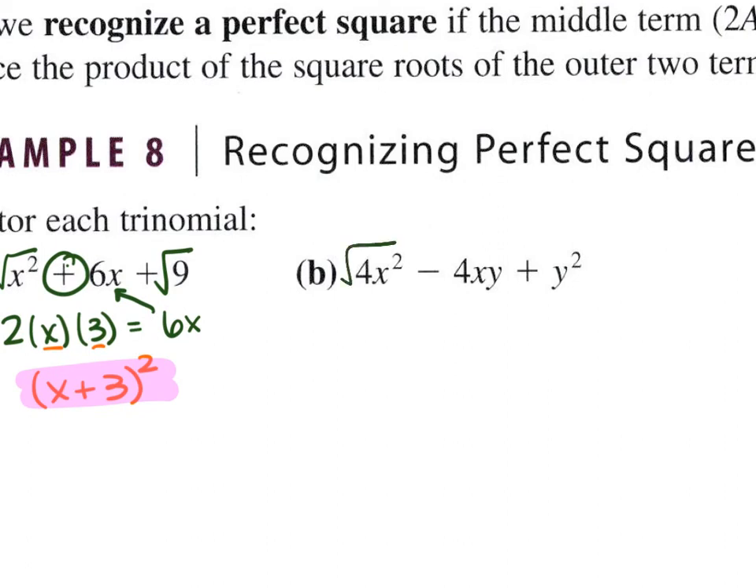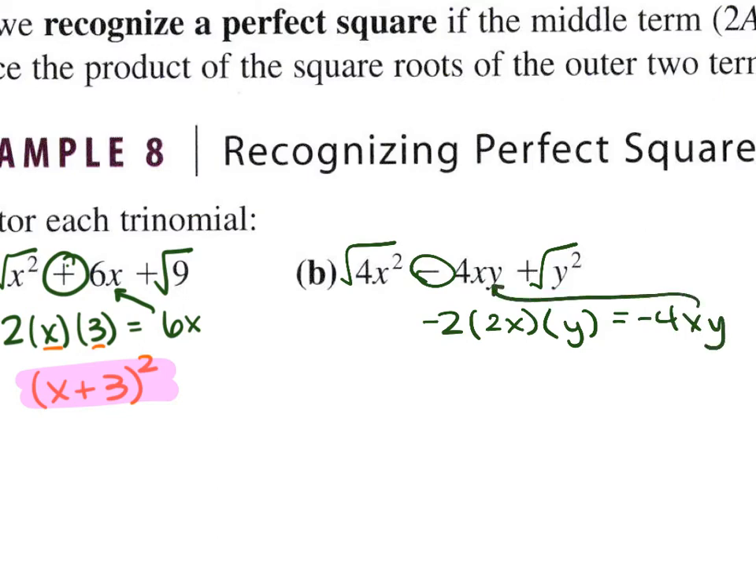For b, we're going to take the square root of the 4x squared, we're going to take the square root of the y squared, we're going to apply the negative to a 2, and multiply it by the 2x and the y. This gives us negative 4xy, which is that middle term, so we can factor it using a perfect square trinomial. So the square root of that 4x squared was 2x, the square root of that y squared was y. The sign on our middle term is negative, so that's what separates these two. We put parentheses around it, and we square it.